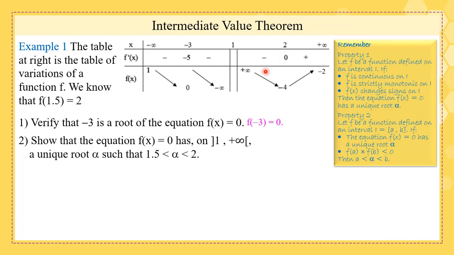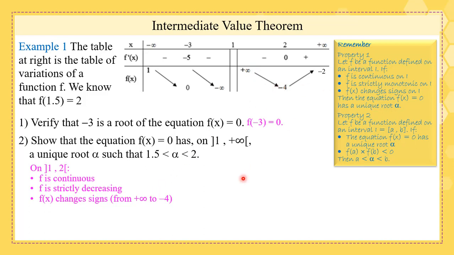Now here, because the function is not strictly monotonic, we take some restrictions. I mean, we study it first on the interval [1, 2]. So between 1 and 2, we can see that f is continuous, f is strictly decreasing, and f of x changes signs, in fact from +∞ to -4. So from these three conditions, applying property 1, we can state that the equation f of x equals 0 has a unique root alpha. Now this is the first part of the question, and then we need to verify that alpha falls between 1.5 and 2. This is the second property.